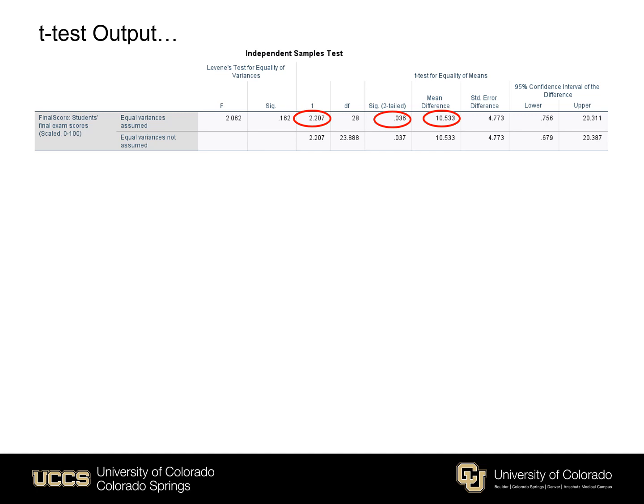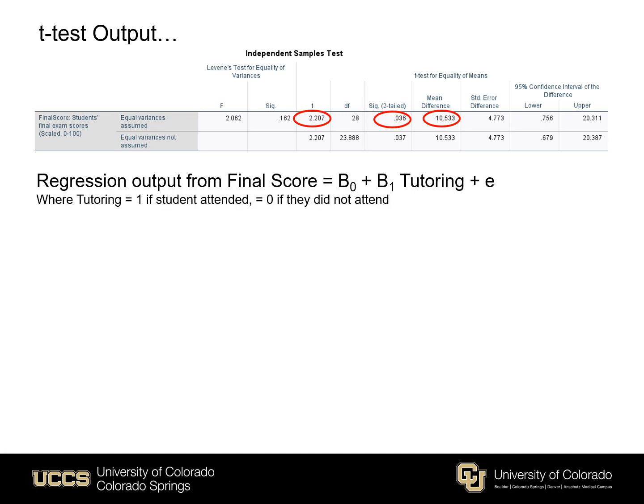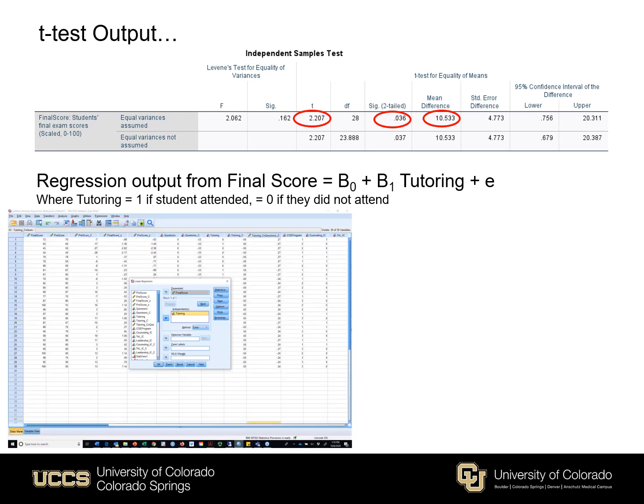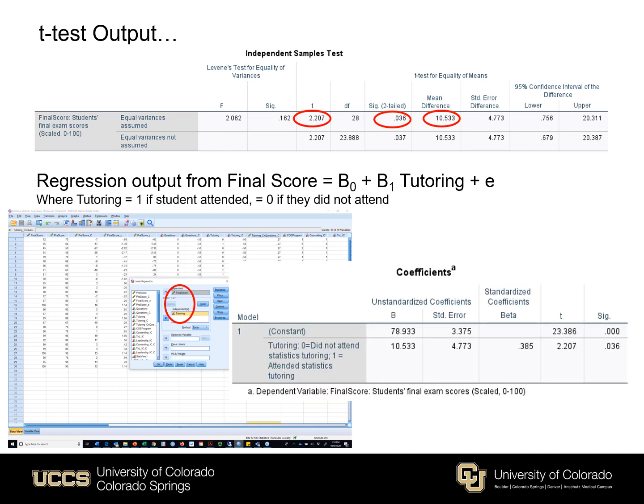Now, equivalently, we could quickly run the regression of final score on tutoring and see what results we get. So here's just a quick screenshot. All I did here was do our normal process of running regressions. It's small, but you can see in the box that I've regressed final score, as the dependent variable, on tutoring as the independent variable. And here's the coefficients table from that regression run.